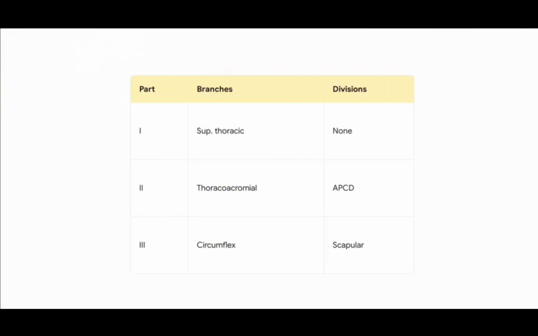Now I want you to focus heavily on Part 2. It gives off the thoracoacromial artery. You absolutely must memorize its 4 divisions using the mnemonic APCD: acromial, pectoral, clavicular, and deltoid. Mark my words, do not forget APCD.